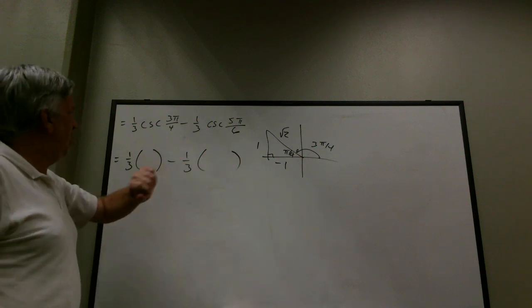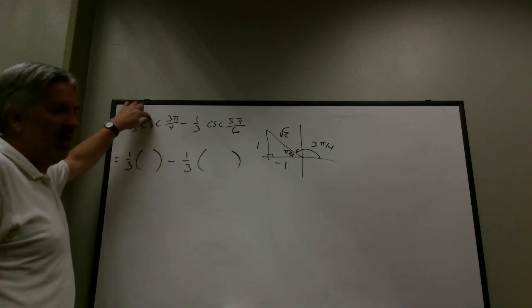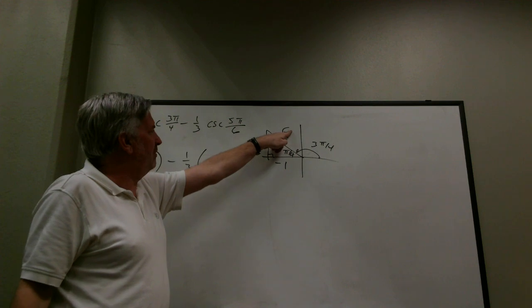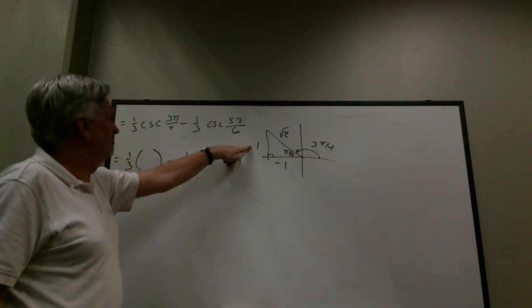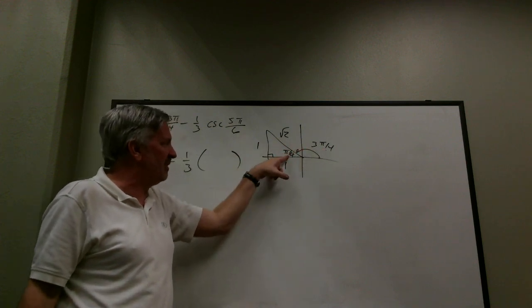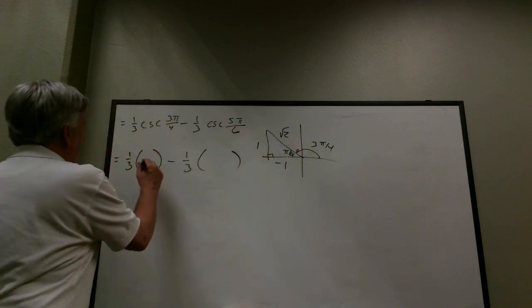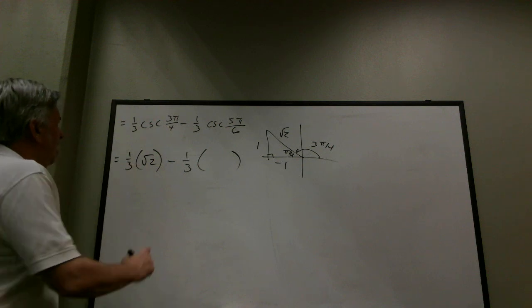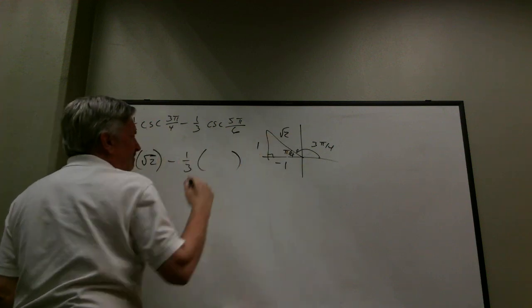So looking at this triangle picture, what's the cosecant of 3 pi over 4? It's the hypotenuse over the opposite. Right? Cosecant is hypotenuse over opposite. Remember, we say opposite, it's not opposite that angle, it's opposite the reference angle. So it's square root of 2 over 1, which is square root of 2.